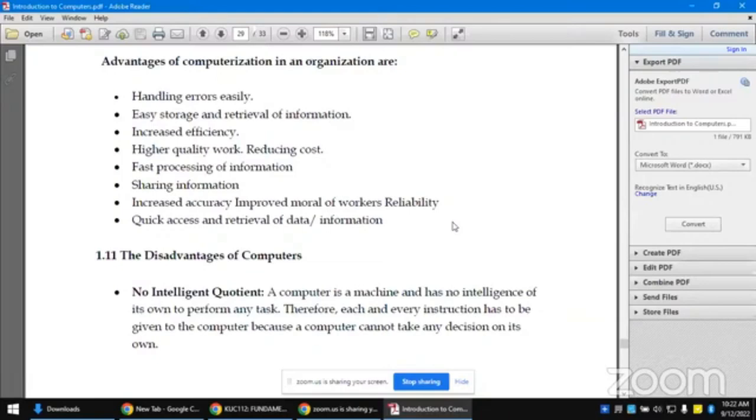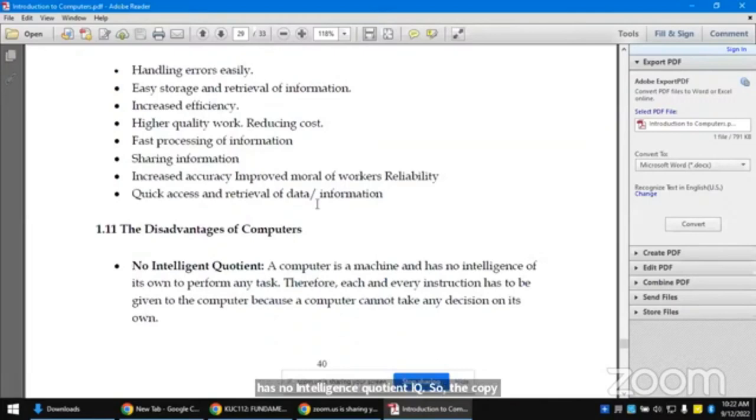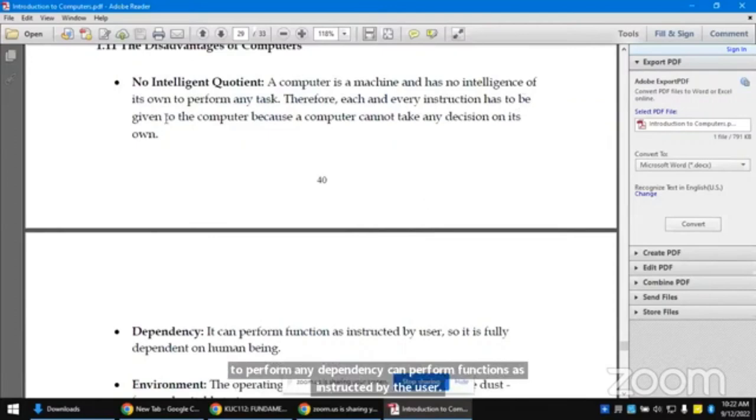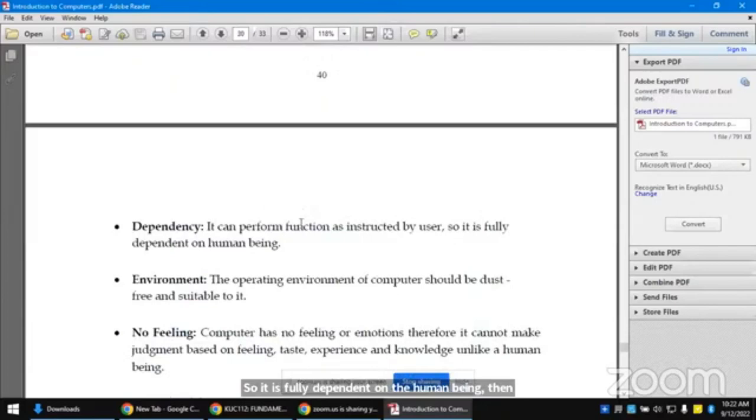The disadvantages: it has no intelligence quotient, IQ. A computer is a machine and has no intelligence of its own to perform any task. Dependency: it can perform functions as instructed by the user, so it is fully dependent on the human being. Then environment: the operating environment of a computer should be dust-free and suitable to it. It has no feelings.